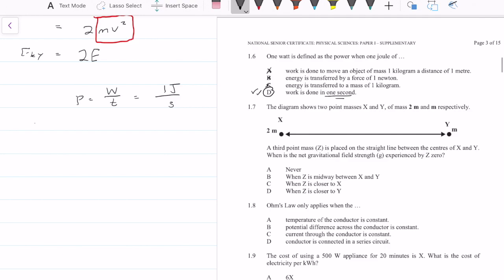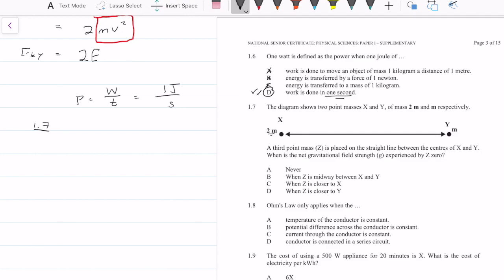Okay, question 1.7. The diagram shows 2 point masses x and y of mass 2m and m, respectively. The third point mass z is placed on the straight line between the centers of x and y. What is the net gravitational force or strength experienced by z? When is the net gravitational strength experienced by z 0?